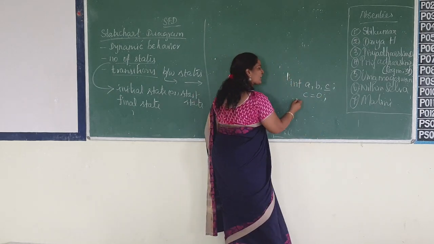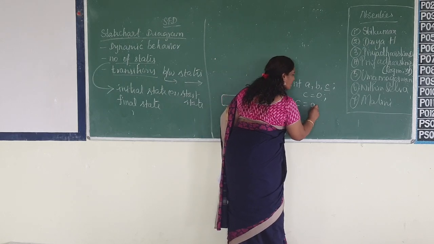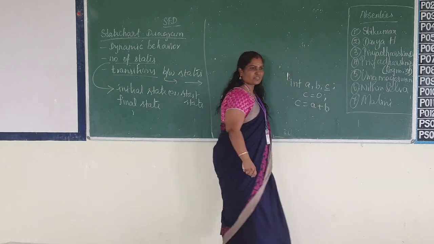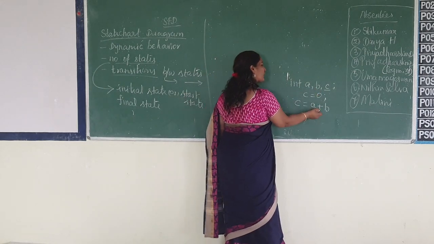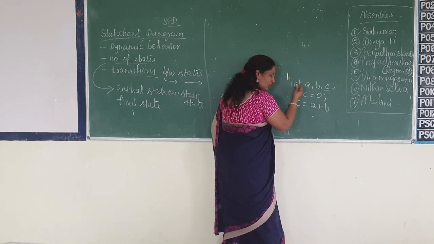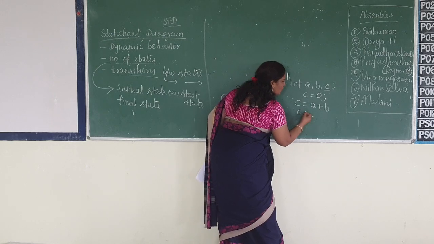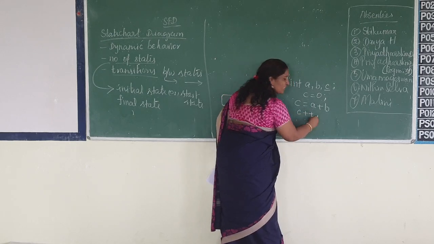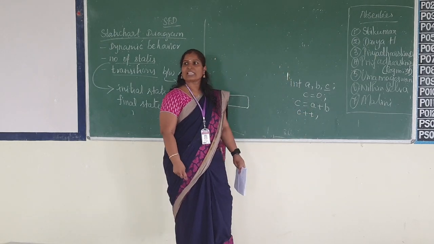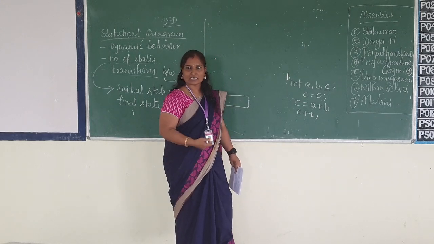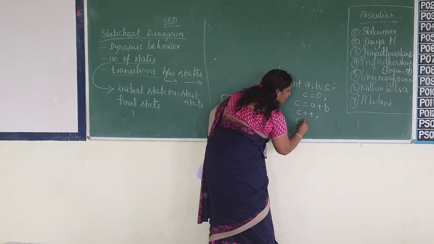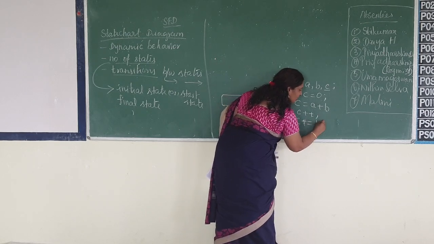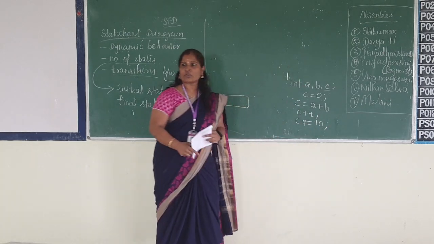Later it is going to be changed by C is equal to A plus B. So addition of these two values will be stored over there. Next step what I am going to do, C plus plus. C is getting incremented. So once again I am going to do some operation, C plus equal to 10.